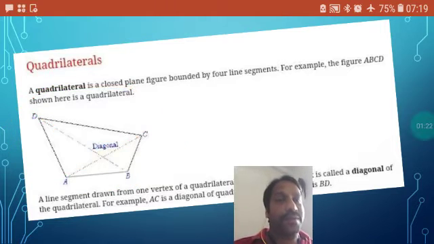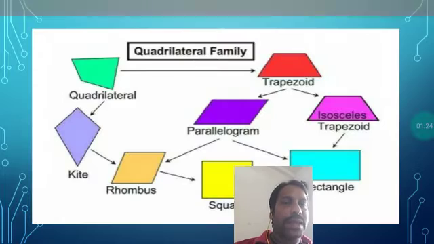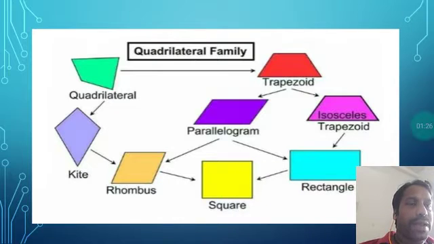The quadrilateral has a family. See, this is the family of the quadrilateral. So many shapes are there: square, rectangle, rhombus, kite, trapezium, parallelogram. These all are the family of a quadrilateral. Why? Because they all are made up of 4 sides and are closed figures also.